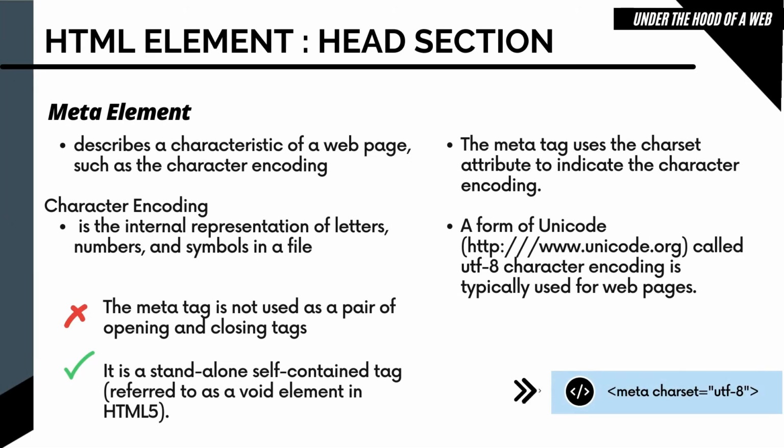The meta element describes a characteristic of a web page, such as the character encoding. Character encoding is the internal representation of letters, numbers, and symbols in a file, such as a web page or other file, that is stored on a computer and may be transmitted over the internet. There are many different character encoding sets.